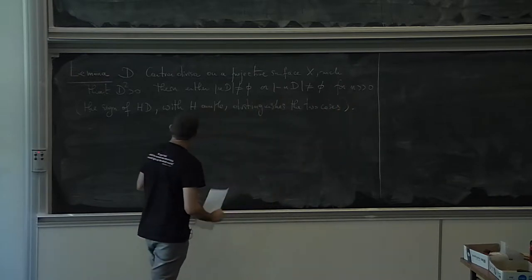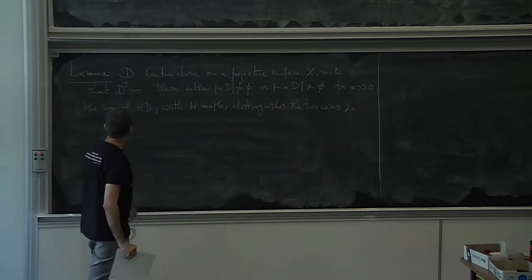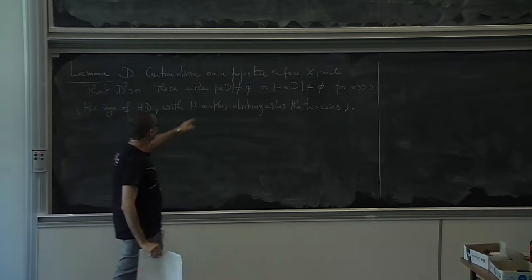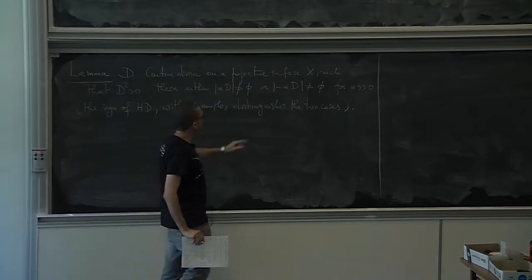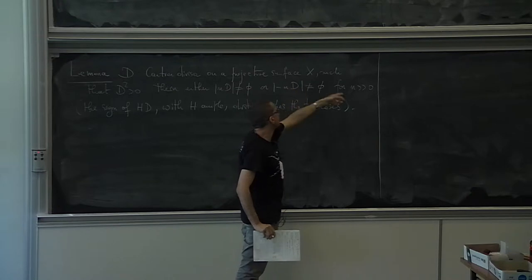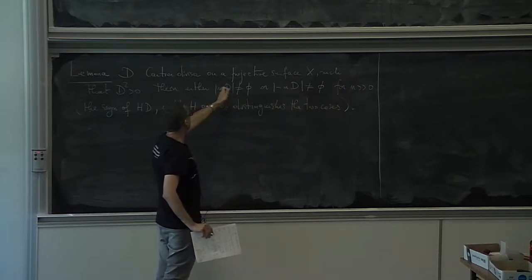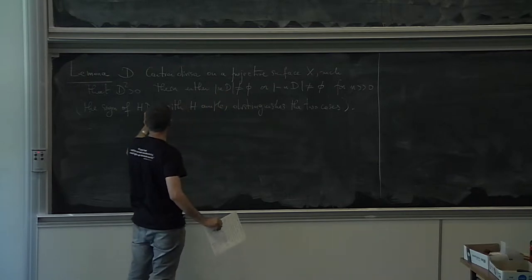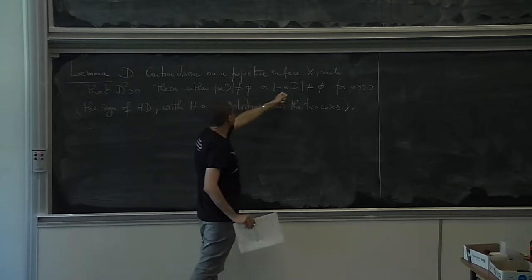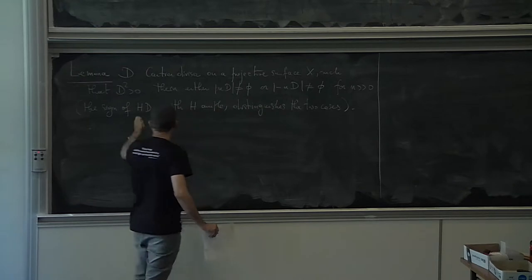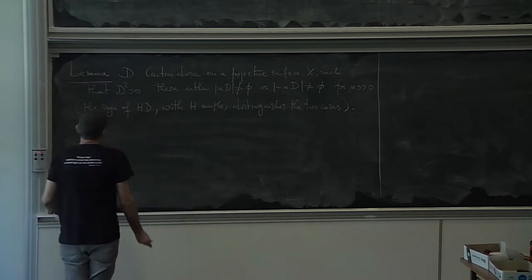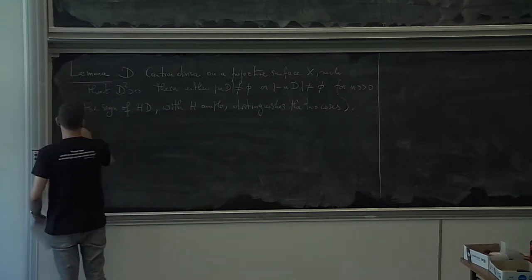So if you have a big divisor, a divisor with D squared greater than zero, then either nD is not empty or minus nD is not empty for n big enough. Of course, if this is not empty, this is effective, so this is positive. Otherwise, if this is effective, this is negative. The proof is a simple application of Riemann-Roch.